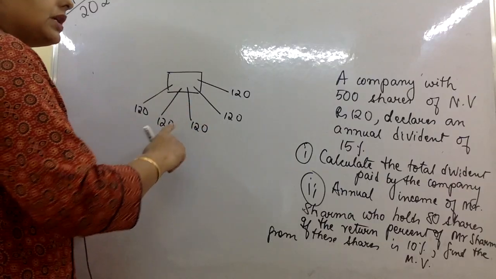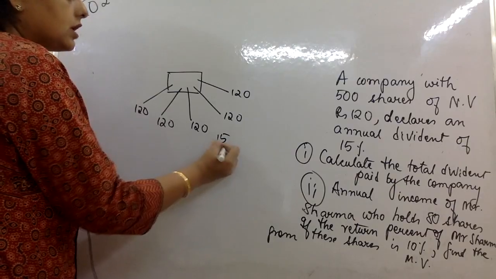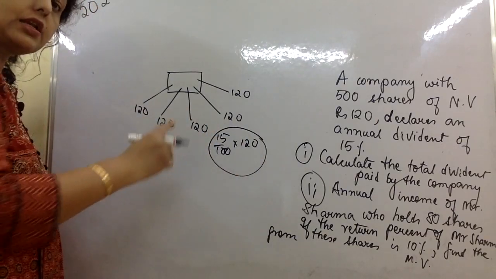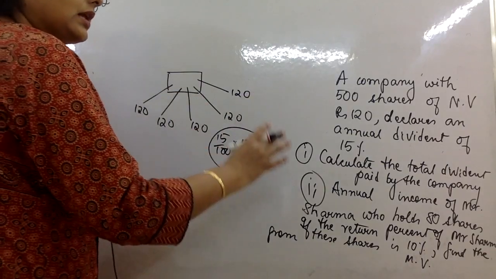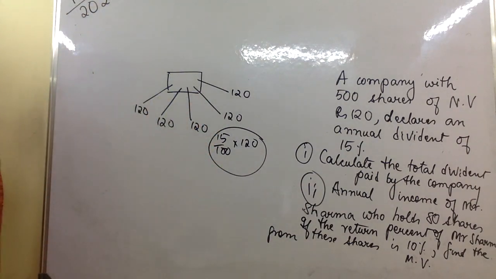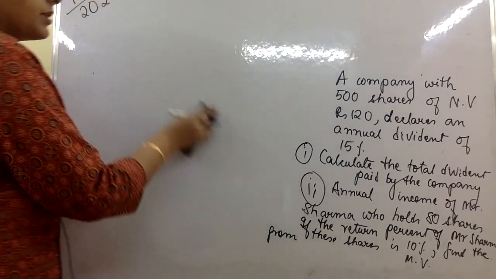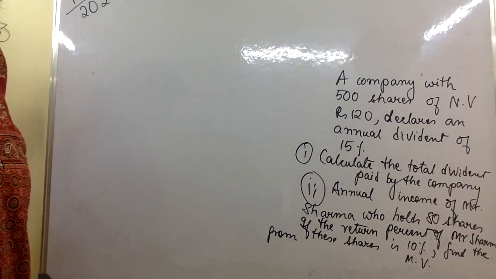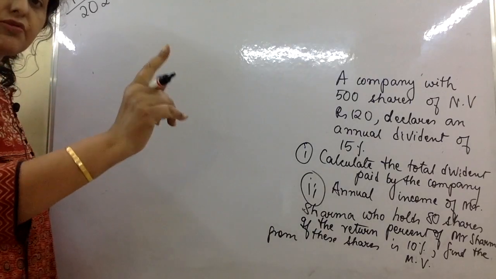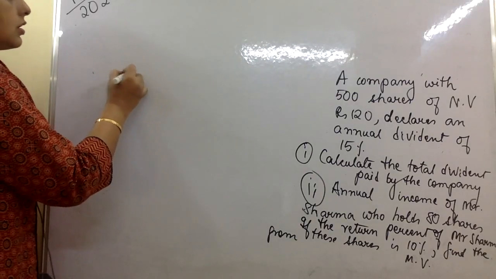That is, if anybody buys a 120 rupee share, every year he gets 15% of 120 as a dividend. And he also has a share in the company. Calculate the total dividend paid by the company. Now the big question is, what is the total dividend that is paid by the company? When they ask like this, they are trying to say in 1 year what is the total dividend.